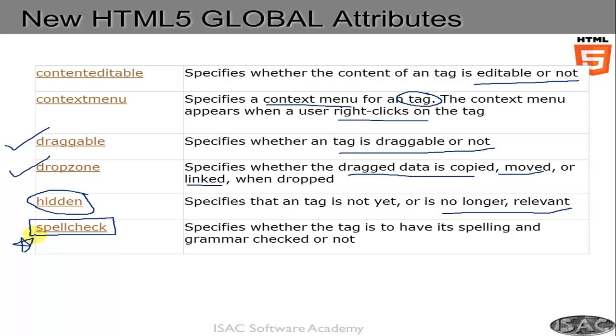Who will do all of this? All of these will be done by the browser itself. The browser has an HTML5 renderer which will take care of this. These are the new features. So you can use hidden, you can use spellcheck, and these two are the most important ones in HTML5. Please take advantage of these new attributes and you can make your HTML5 much more robust and useful for the user.